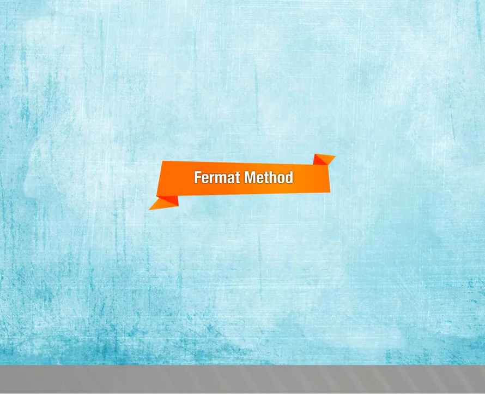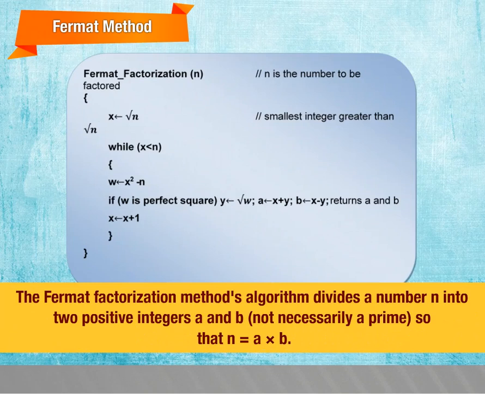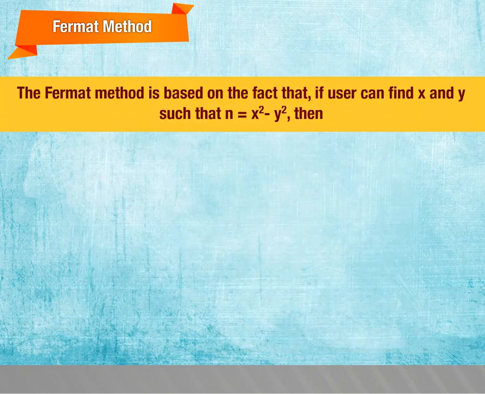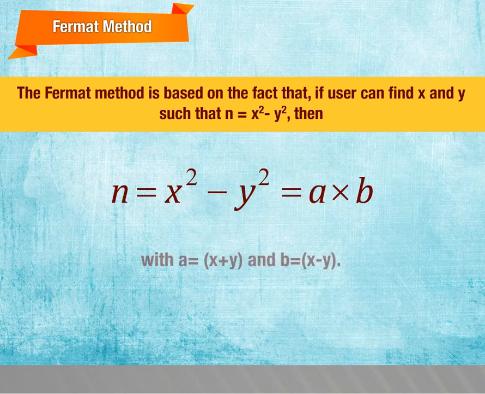Fermat method. The Fermat factorization method's algorithm divides a number n into two positive integers a and b, not necessarily prime, so that n is equal to a into b. The Fermat method is based on the fact that if we can find x and y such that n is equal to x square minus y square, then n is equal to a into b, with a equal to x plus y and b equal to x minus y.